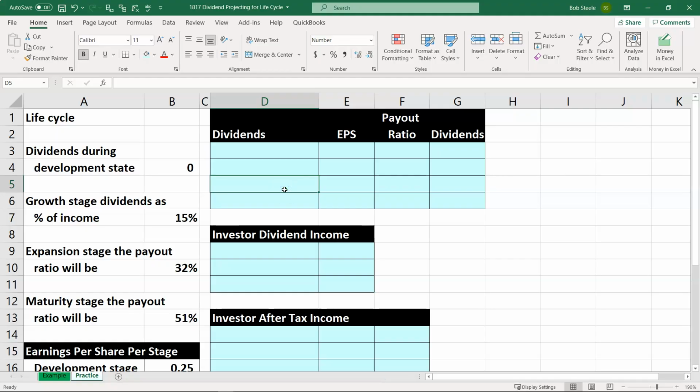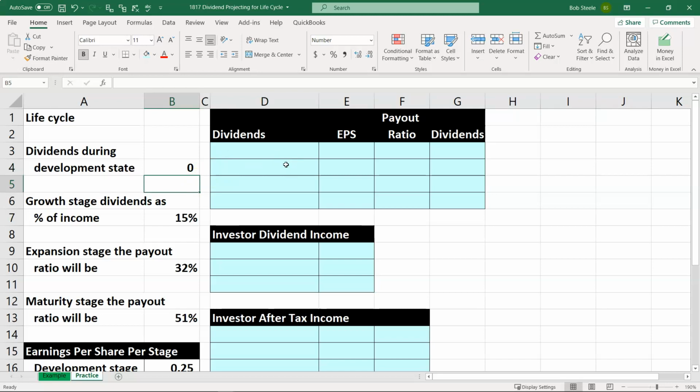Here we are in our Excel worksheet. If you have access to the Excel worksheet and would like to follow along, note that we're in the practice tab as opposed to the example tab, the example tab, in essence, being an answer key. Information on the left-hand side, we're going to populate into the blue area on the right-hand side. We're considering the life cycle, projecting out the life cycles and the dividends that will be related to it.